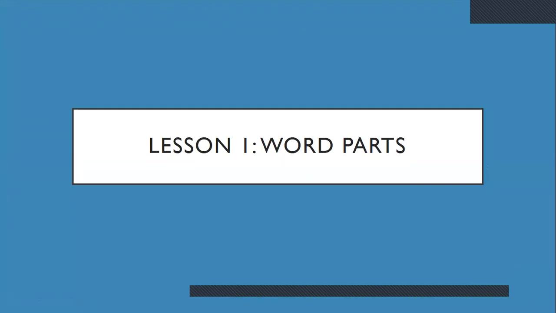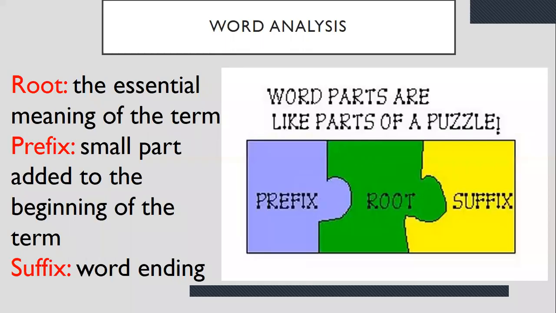Okay, for this lesson, we're going to talk about word parts. When you want to analyze a word in medical terminology, there are three parts you'd like to look at. You have the root word, which is the essential part of the word, the essential meaning of the word. Then you have the prefix. Notice the word pre comes before the root word. Precook means to cook before. Preview means to watch before. So the prefix will always be a small part added to the beginning of a root word.